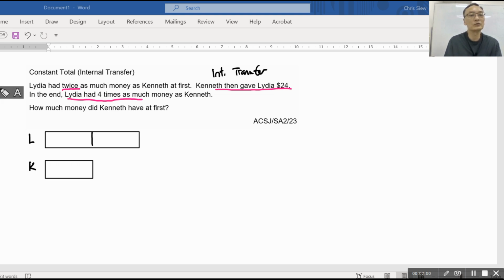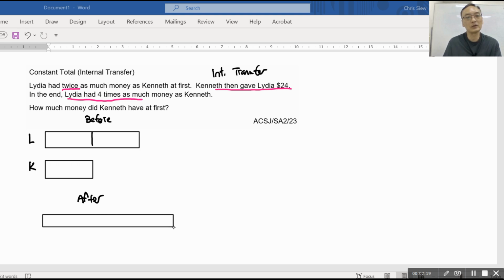So what we do is we're going to draw another model. So before that, we indicate that this is the before model. That means before the transfer. And we're going to draw a model for after. Right after. So after, we know that Lydia becomes 4 units. So we draw slightly longer. And this will be Kenneth. Kenneth is down to 1 unit. Kenneth is 1 unit, and Lydia will be 3 units.